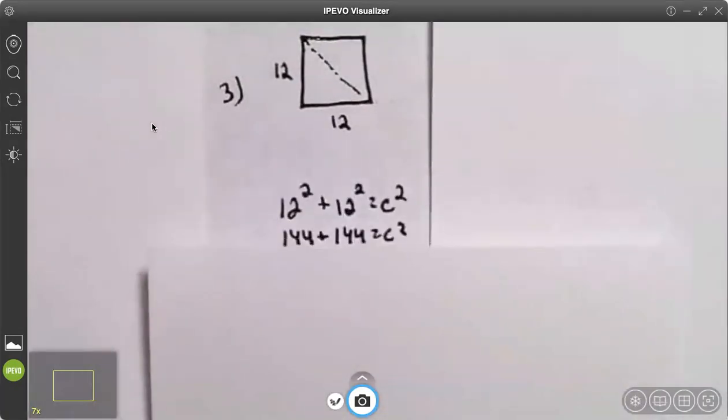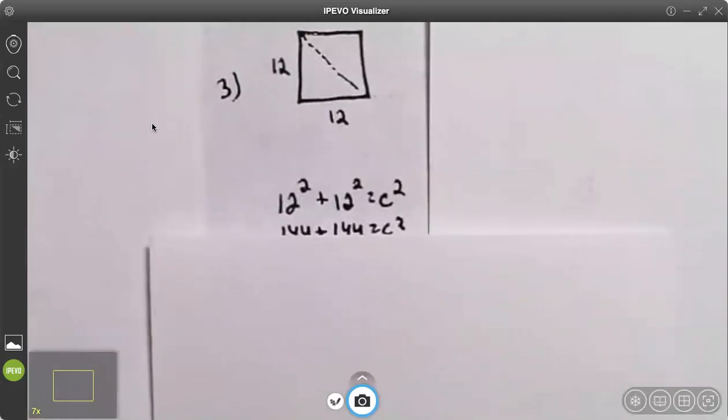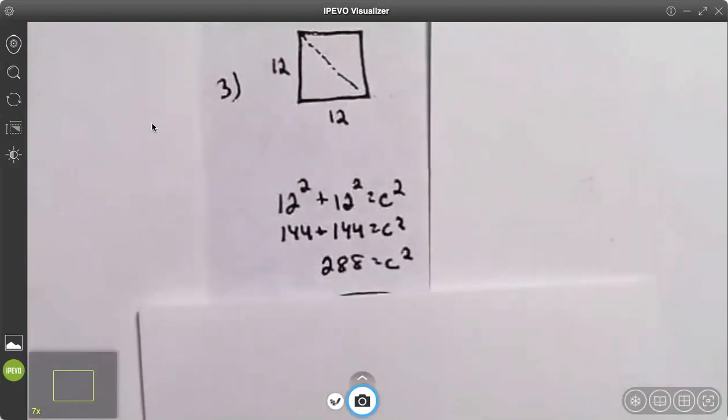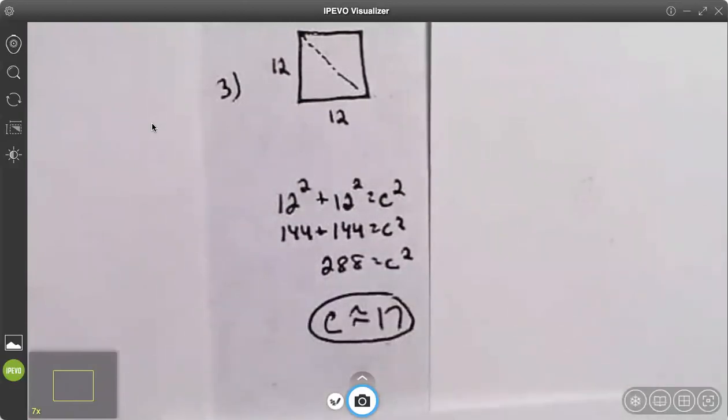All right, my legs are both 12. My diagonal I'm trying to find is my hypotenuse. When I square my 12s, I get 144. When I add them together, I get 288. When I take the square root of both sides, the answer is about 17 inches.